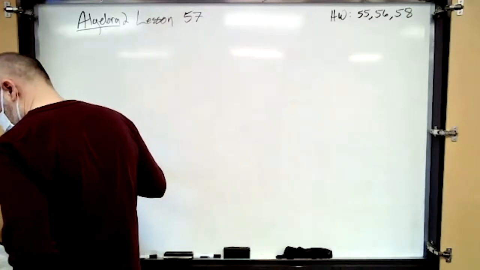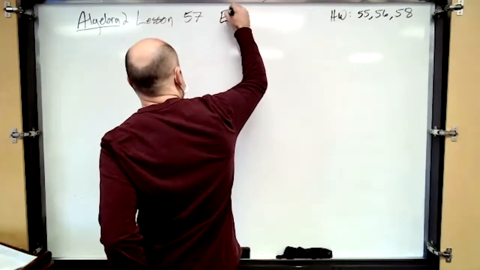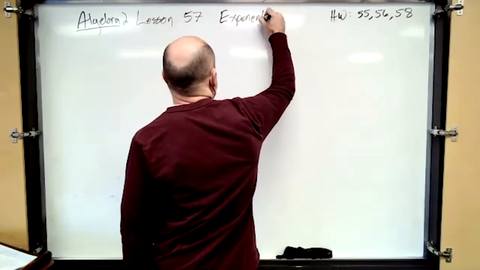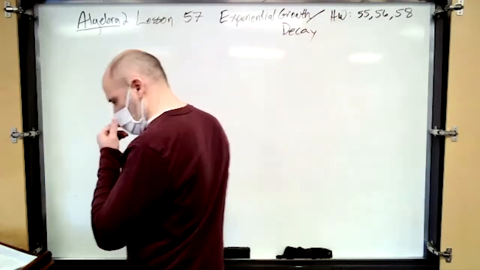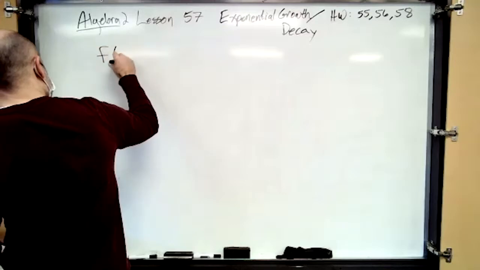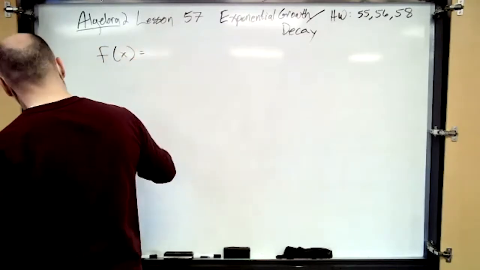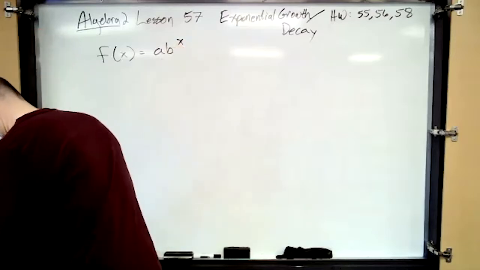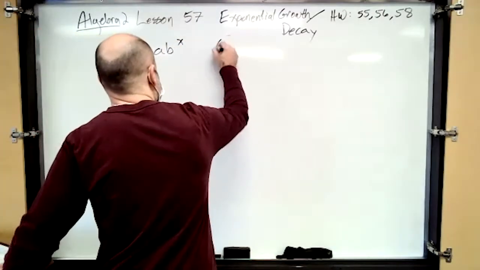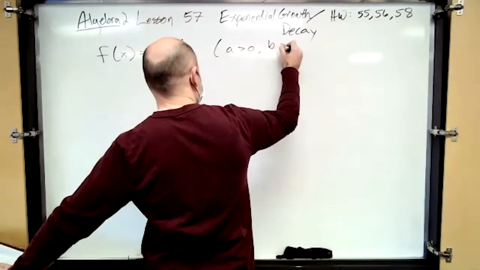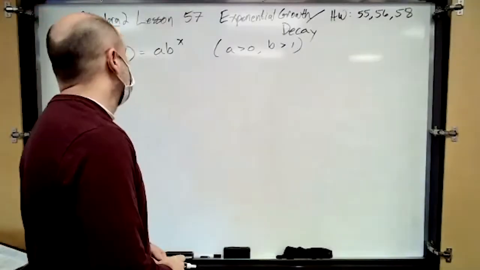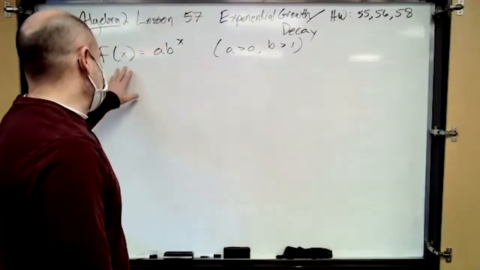So this is what exponential growth looks like. We're going to talk about exponential growth and decay. So f of x equals a b to the x, where a is greater than 0 and b is greater than 1. Okay, so far so good. So this is a situation where a has to be greater than 0.